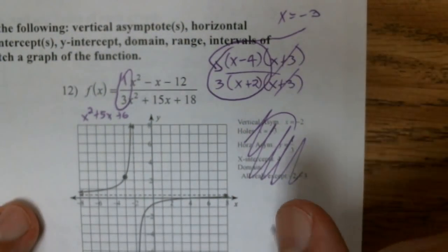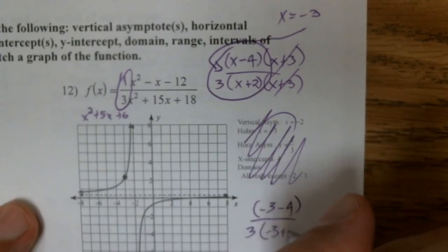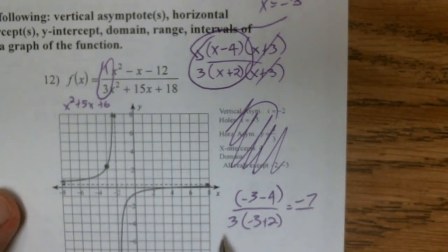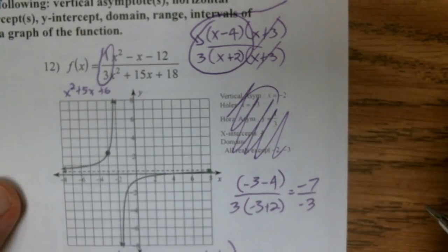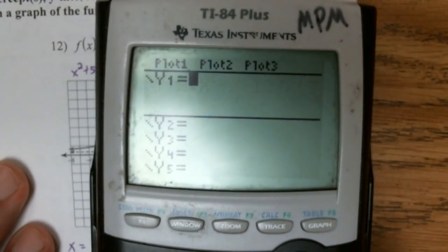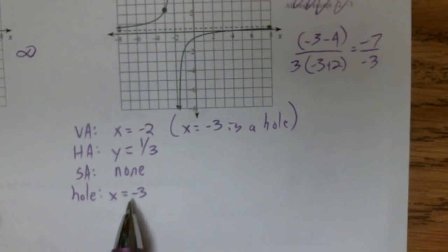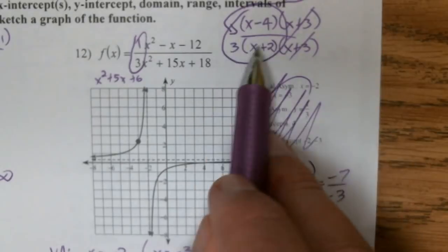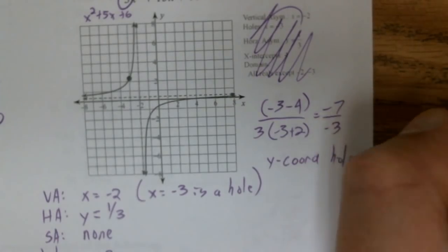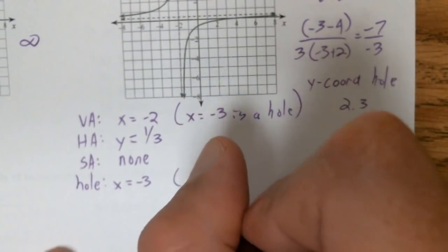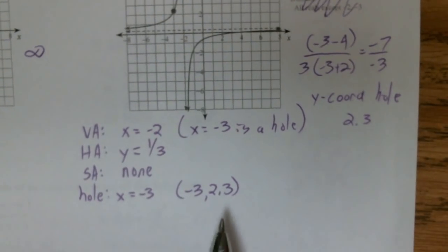Okay, so if I plug in negative 3 into that, I'm going to have negative 3 minus 4 over 3 times negative 3 plus 2. Okay, that's going to be negative 7 over 3 times negative 1, which is negative 3. Yeah, all right, and so if I just type that in my calculator, 7 divided by 3, I get 2.3. Okay, so let me recap that once again. Once you find the hole, you plug it back into the simplified factored function after you cancel the stuff to find the y-coordinate. So the y-coordinate of the hole is 2.3. Okay, so I'm going to write over here, parentheses, negative 3, comma, 2.3, okay? All right, so make sure you guys are clear on that.